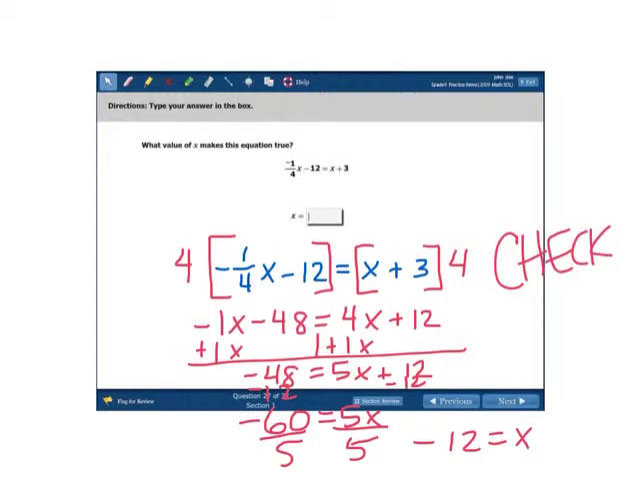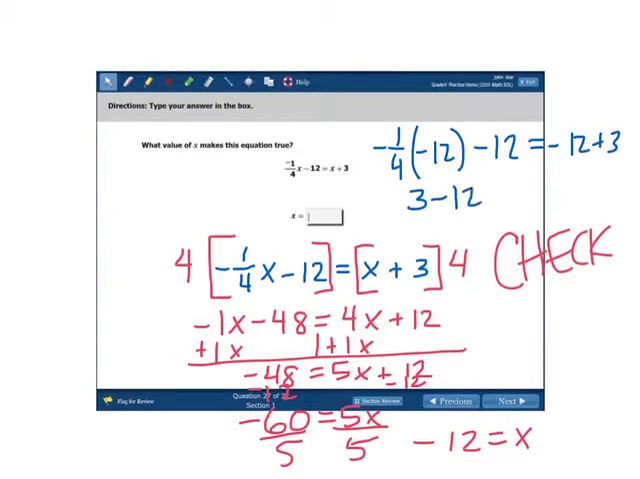So let me switch colors real quick. Negative 1/4 times negative 12 minus 12 equals negative 12 plus 3. Is that true? Negative 1/4 times negative 12, and negative times negative is a positive. 1/4 of 12 would be 3. 3 minus 12 would be negative 9. Over here, this is negative 12 plus 3, which is also negative 9. Ta-da! Correct answer. Negative 12 is our answer.